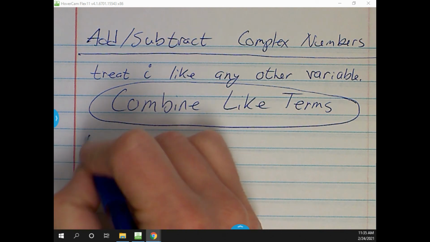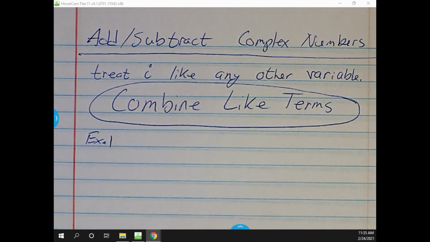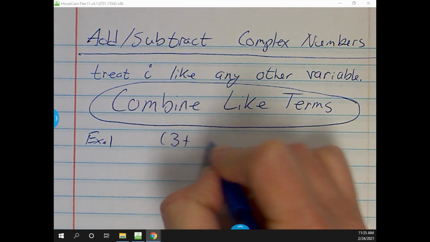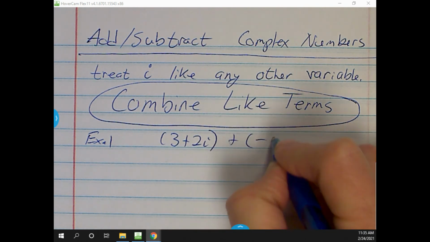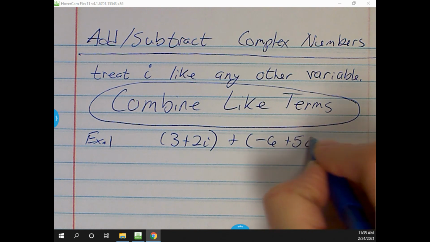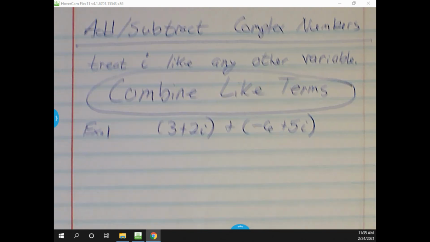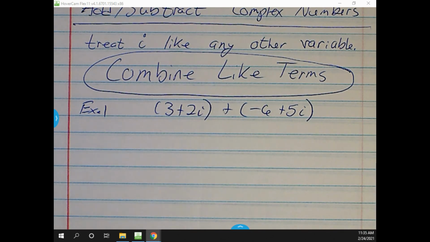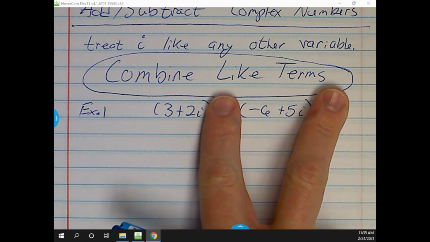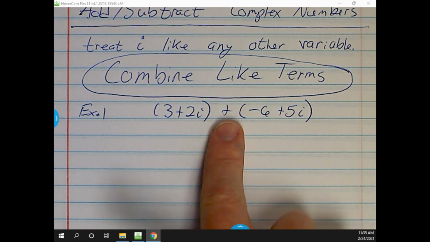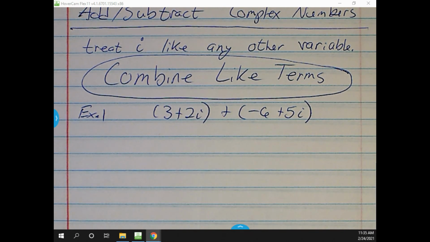So let's give you a couple. We'll do like 3 examples in this one. So let's do 3 plus 2i plus negative 6 plus 5i. Okay, and you may say, well, why do they have these in parentheses? Basically, they're saying this is one complex number, and this is another complex number, and they're either going to give you a plus sign where you add them, or a minus sign if you subtract them.